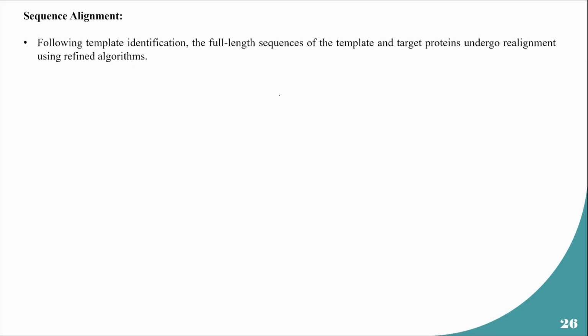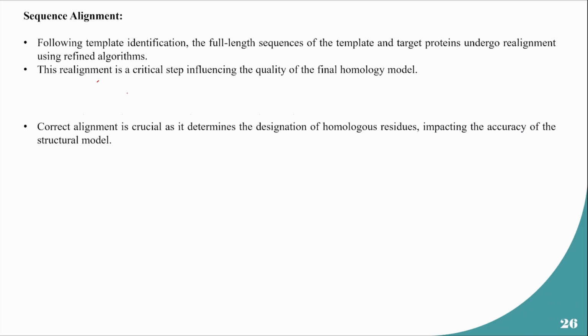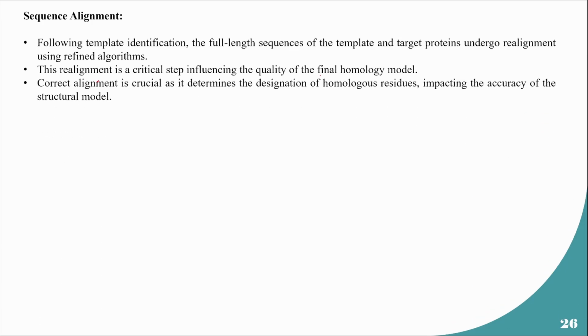Now, following template selection will come the sequence alignment. So you have to do full length sequence alignment for the template and the target protein, and then you have to refine it using some sort of refinement algorithms in processes such as realignment. So this will assure the quality of the homology models. Correct alignment is very crucial, of course.